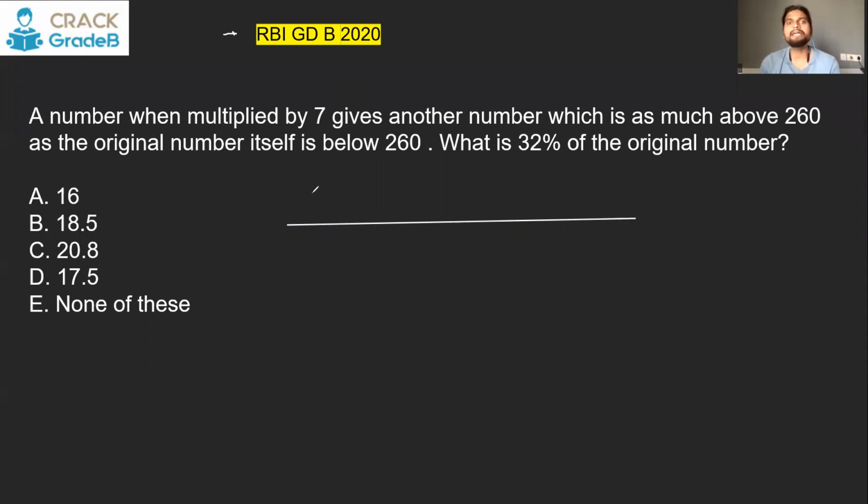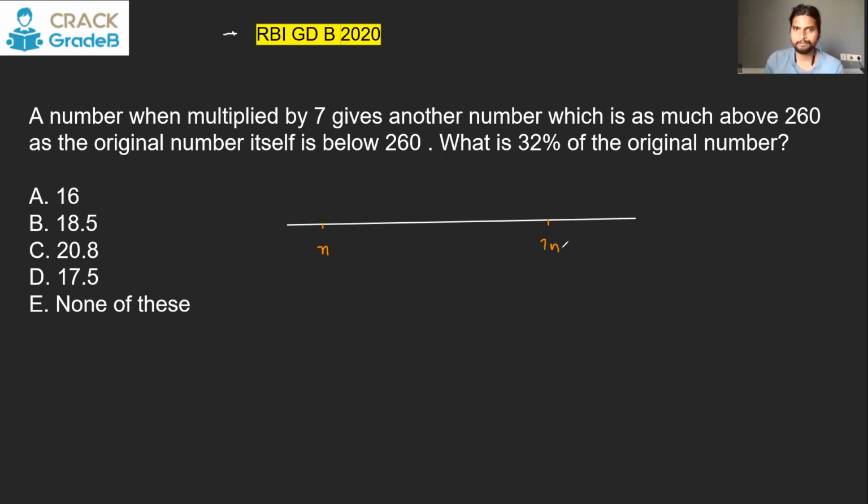Basically, a number when multiplied by 7. So let's say this is a number line. Our number is n. When you multiply it with 7, it becomes 7n. So 7n will be somewhere here on the number line.